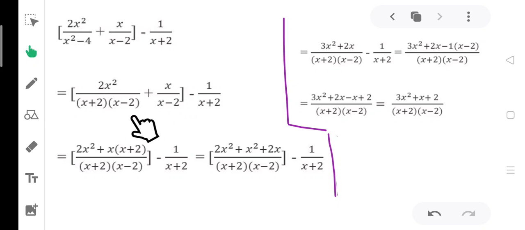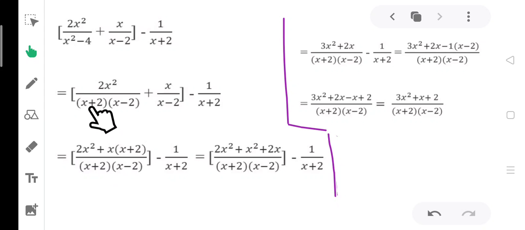So, for the LCD, just copy 2x squared and x, and the operation, of course, the plus sign or the addition operation. And then the LCD would be x plus 2 times x minus 2. We're not going to copy this one as part of the LCD since it is common to this binomial x minus 2. So the LCD is x plus 2 times x minus 2 for these rational expressions.